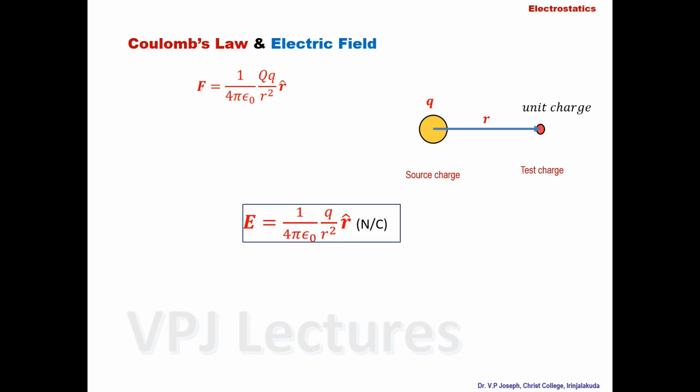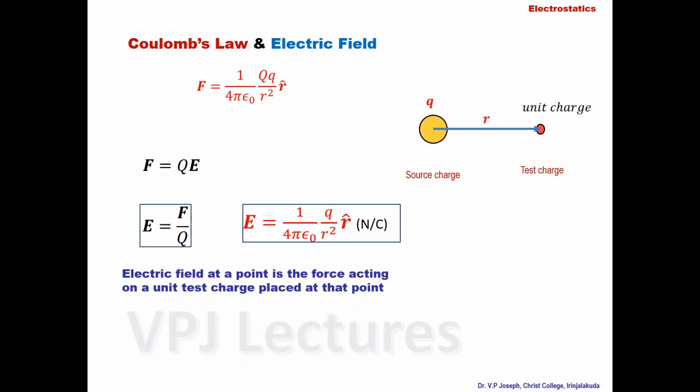So in order to get the expression, we get F is equal to Q into E, or E is equal to F by Q, that is the force divided by the magnitude of the test charge. In the present case, this Q is taken as 1 coulomb, so that electric field E is equal to the force acting. The relation between the charge, field and force is given by F is equal to Q into E, and the definition is: electric field at a point is the force acting on a unit test charge placed at that point. So this is the basic definition of electrostatic field.